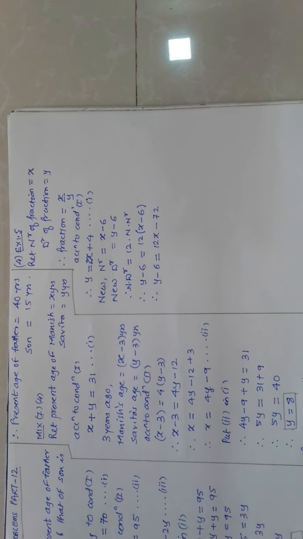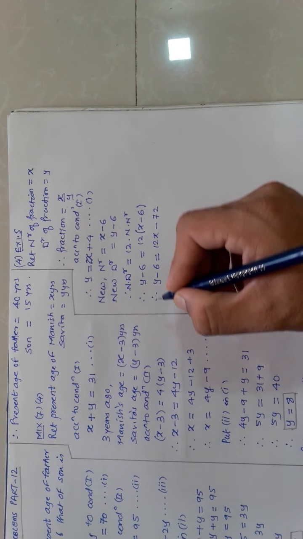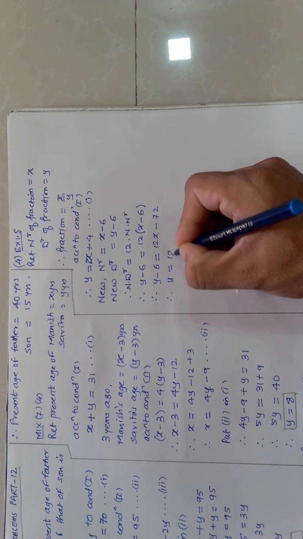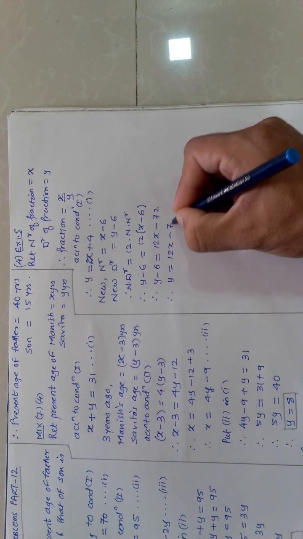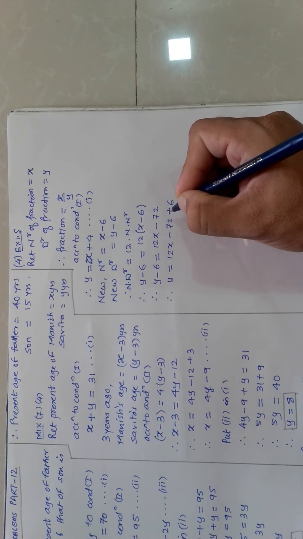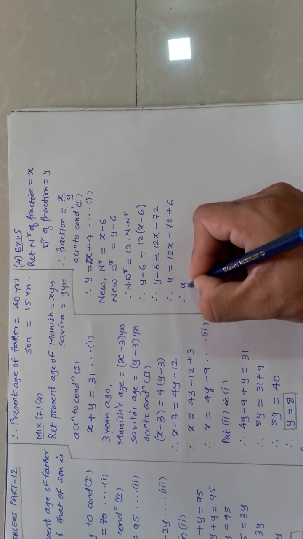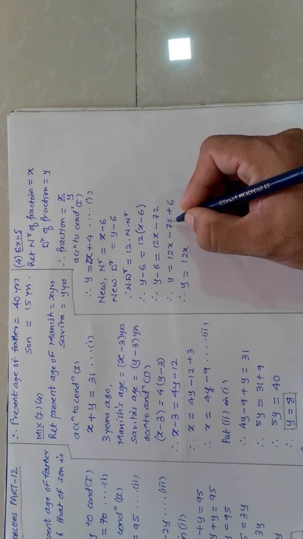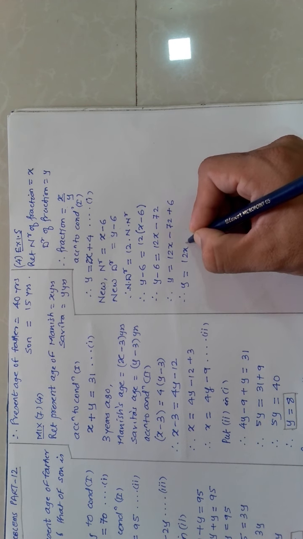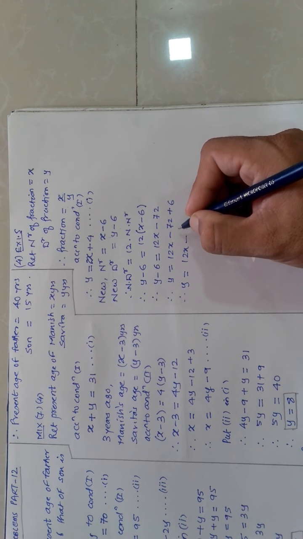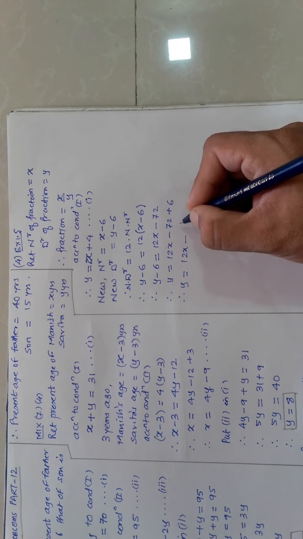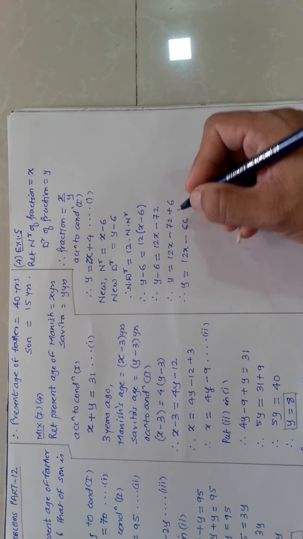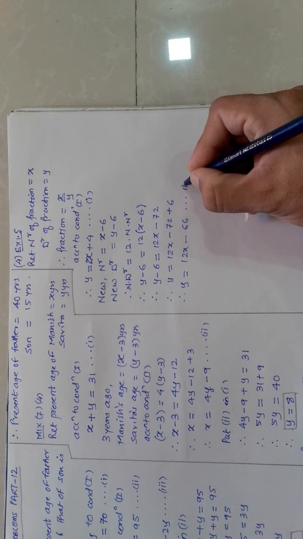So better I will transfer this minus 6 to the other side. So I get y is equal to 12x minus 72 plus 6. So I get y is equal to 12x, and 72 minus 6 obviously will be 66. Yes, 66. So I got the value of y also in the second one.